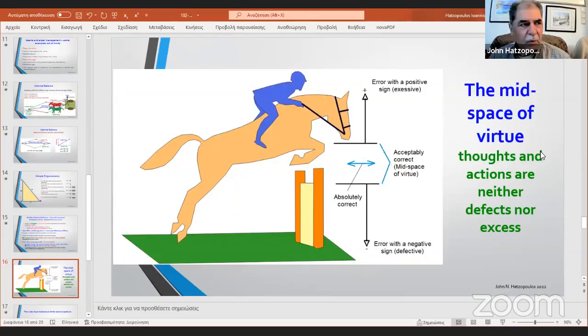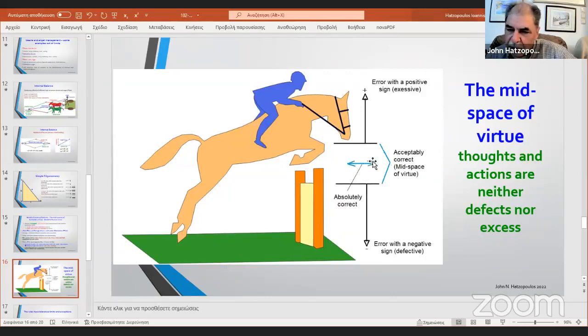Now, let's give a better example of what the mid-space of virtue is. Let's consider this horse that tries to go over this obstacle here. The foot has to be over the obstacle, but not too much, because in either case it may have a problem. Over here is going to be a false step, and over here it may overthrow the rider.